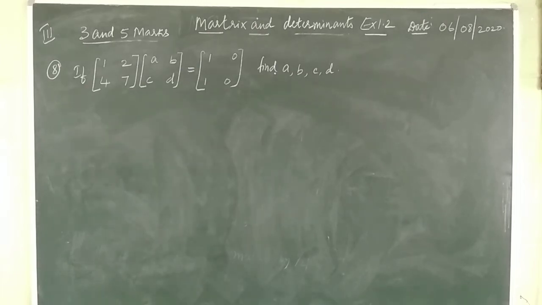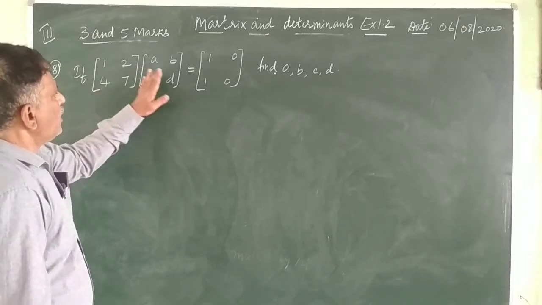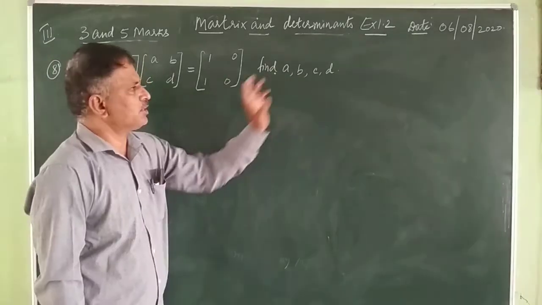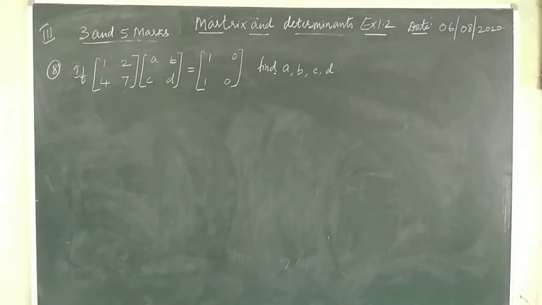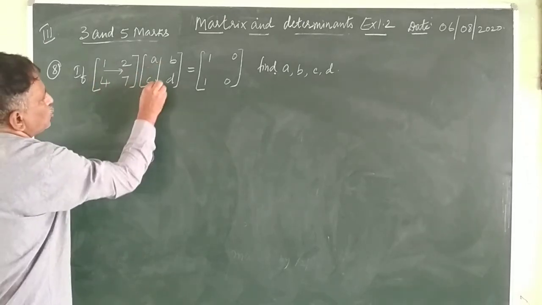Yes, sir. Now question number A. If the matrix [1, 2; 4, 7] multiplied by the matrix [A, B; C, D] is equal to another matrix, we are asked to find A, B, C, D. Those values are unknown. First, you have to take the multiplication of these two matrices.